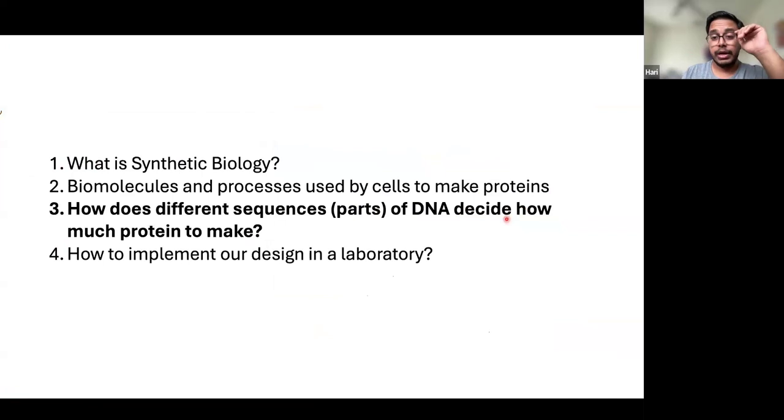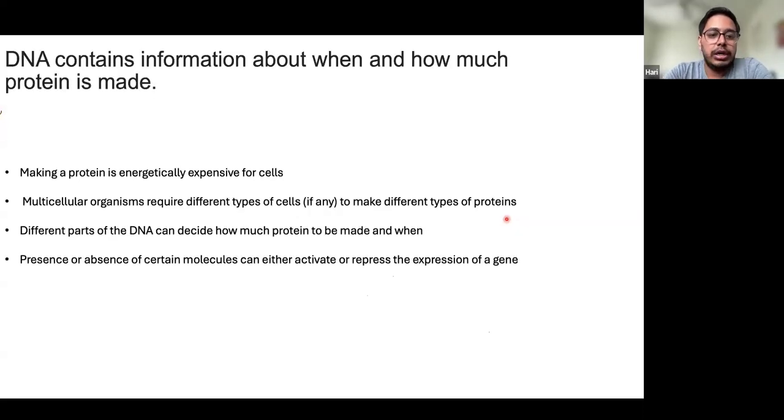So the next part that I'm going to talk about is how the different sequences in the DNA help the cell to decide how much protein to make, or what protein to make, when to make it, and things like that. So DNA, we know, contains all the genetic information to make specific proteins, but at the same time, making proteins is very energetically expensive for the cells.